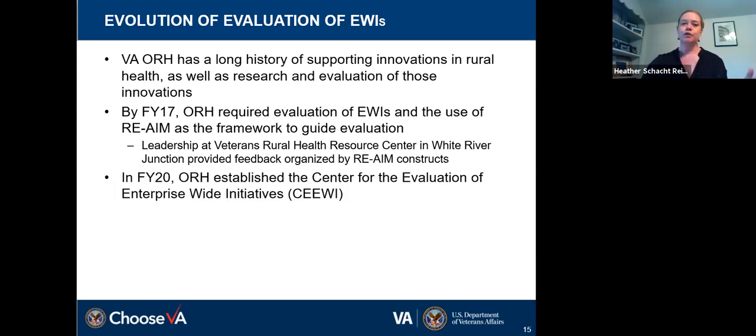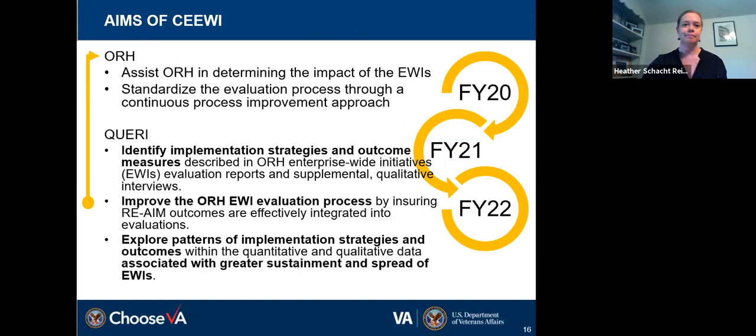So in fiscal year 20, CWE was established. And so that's where I'm gonna focus, or where I come in, although I've been working with the Office of Rural Health since 2007 or 2008. So really the aims of CWE are to assist Office of Rural Health in determining the impact of their EWIs. And then also a lot of focus on standardizing the evaluation process, and really through a continuous process improvement approach, which I will come back to throughout as I'm talking.